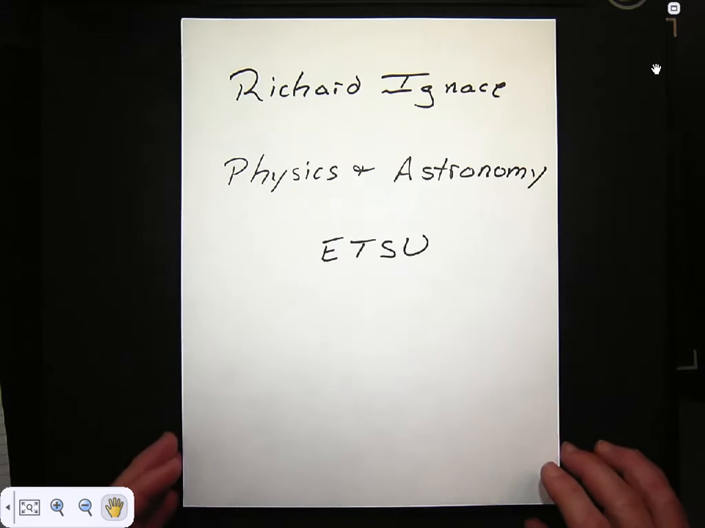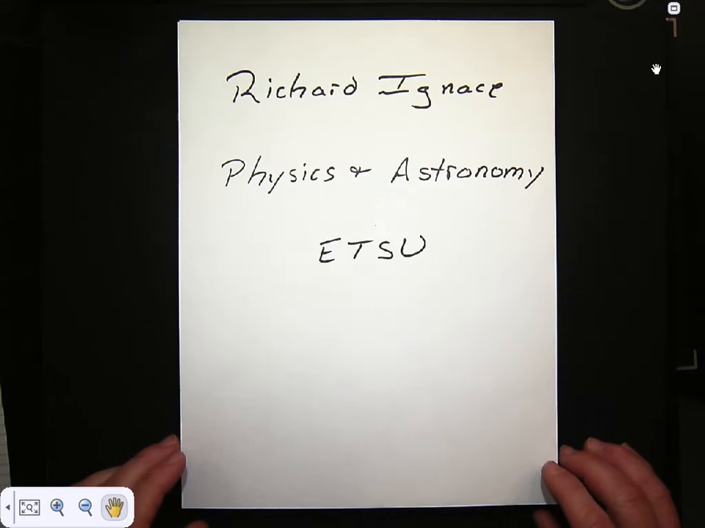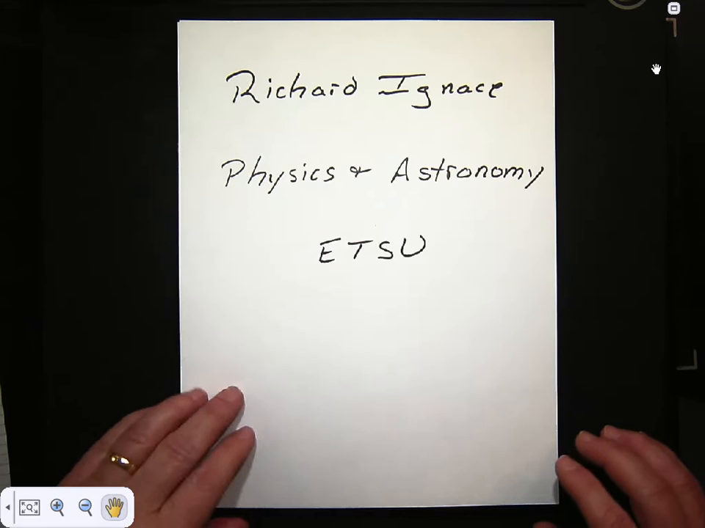This is Richard Ignis in the Department of Physics and Astronomy at East Tennessee State University. Today we're going to talk about how to travel about in the solar system. This is interplanetary travel within the solar system.